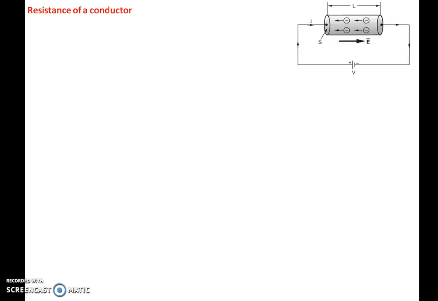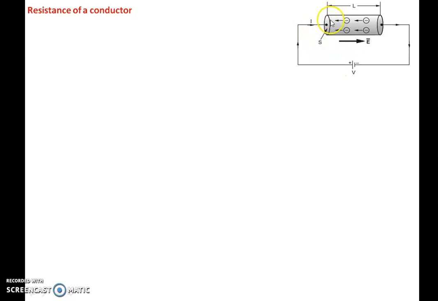Now consider a conductor which has a length L. The external potential applied to this conductor is V.